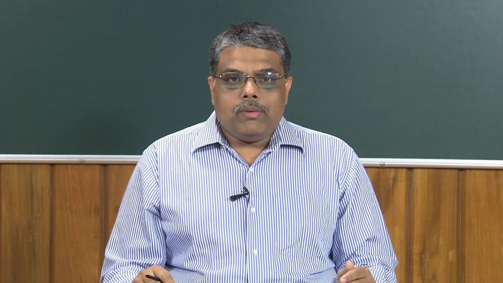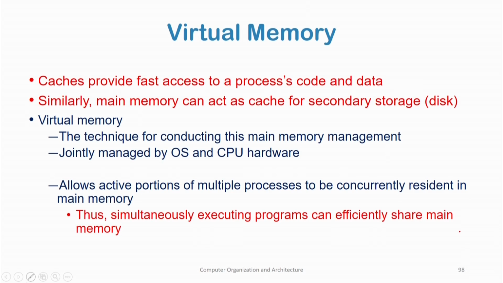So, virtual memory allows active portions of multiple processes to be concurrently resident in the main memory. As we know, multiple processes must exist together in the main memory to be executed. When a program is being executed, it must exist in the main memory. Now, virtual memory allows the main memory to be shared between multiple programs.